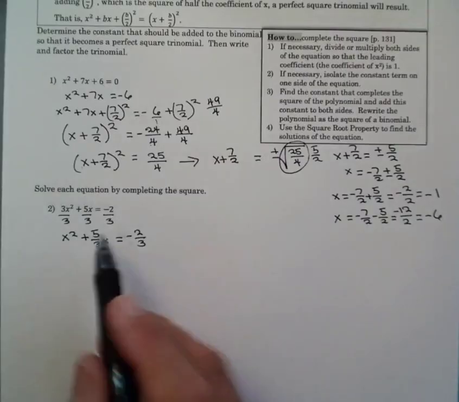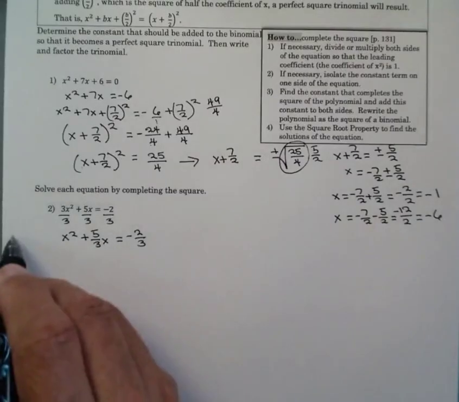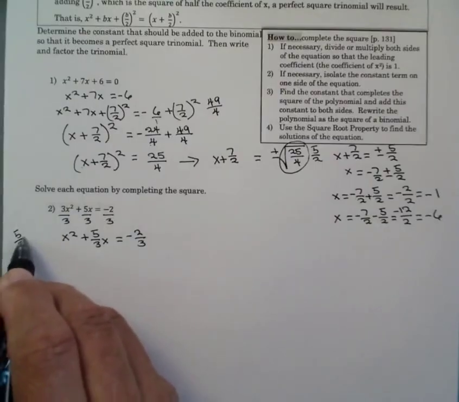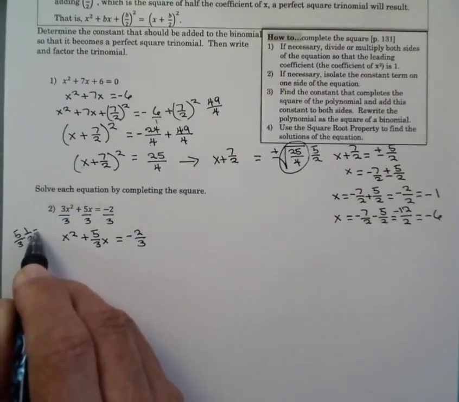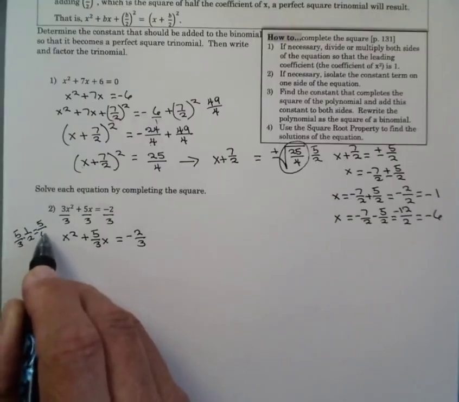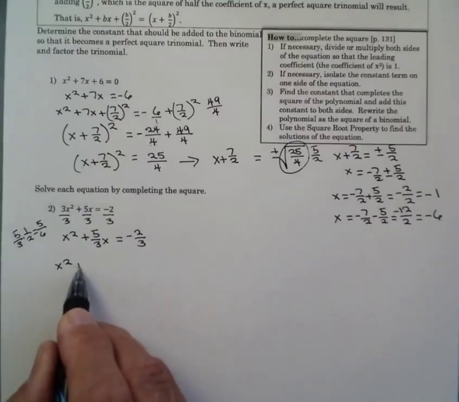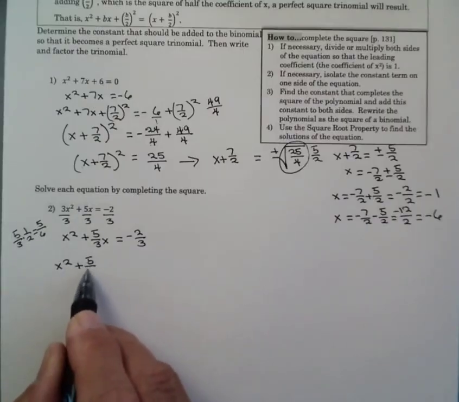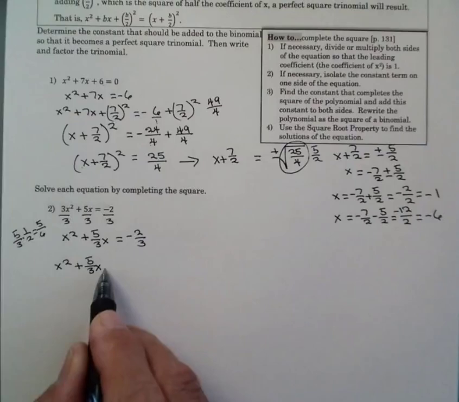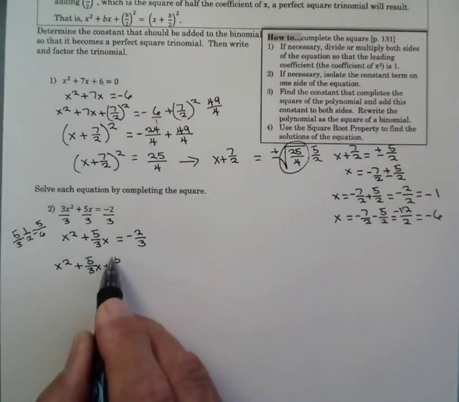So I'm going to say, what would I do? I would say 5/3 times 1/2. Think about that. 5/3 times 1/2, right? And all I do is multiply numerators, multiply denominators. It's really 5/6. It's not that complicated. So I've got x squared plus, I still have that b term. And then I'm going to add to that 5/6.